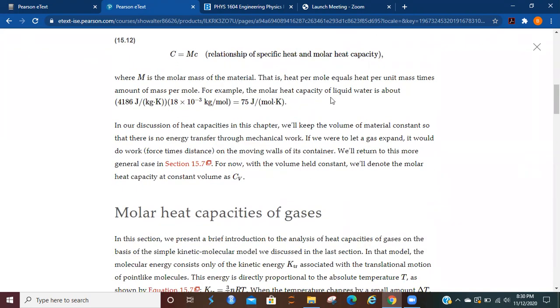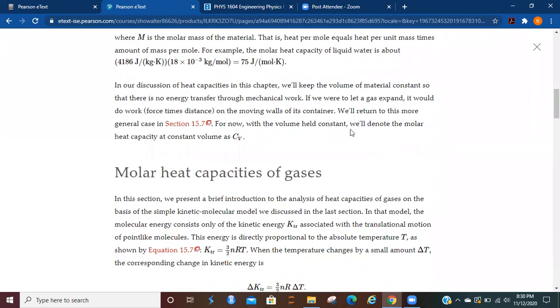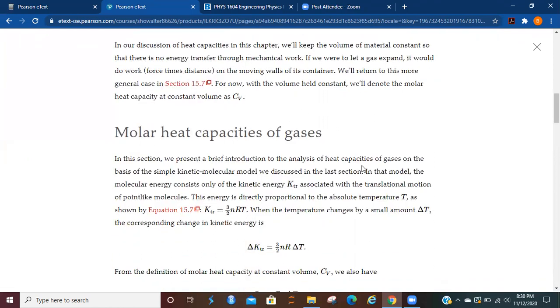M obviously is going to be the molar mass of the material. So the heat per mole equals the heat per unit mass times the amount of mass per mole. So for example, the molar heat capacity of liquid water is going to be this multiplied by the mass, and then you get your molar heat capacity. In these discussions, we're going to keep the volume of the material constant, so there's no energy transfer through mechanical work. Because if you let the gas expand, it's going to do work on the moving walls of the container, and that's going to complicate matters. So here we're just going to hold it constant.